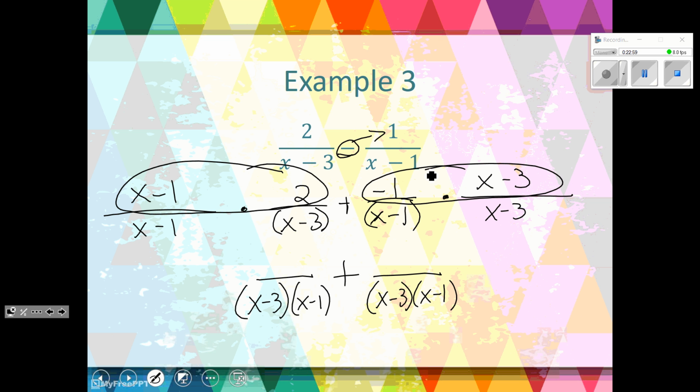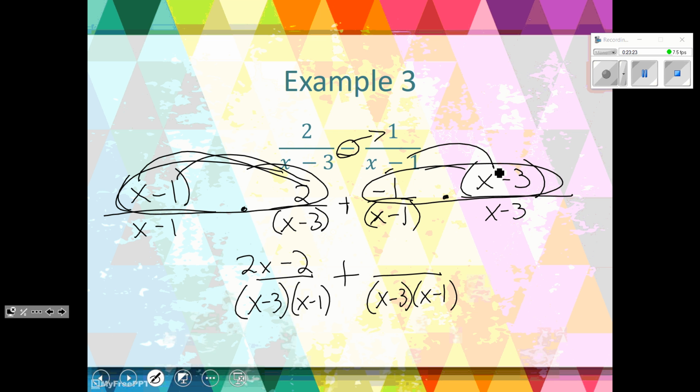So this is a monomial times a binomial. How do I multiply a monomial times a binomial? Distribute. Very good. 2 times x? 2x. 2 times negative 1? Negative 2. Very good. Same thing here. I'm going to distribute. Negative 1 times x.